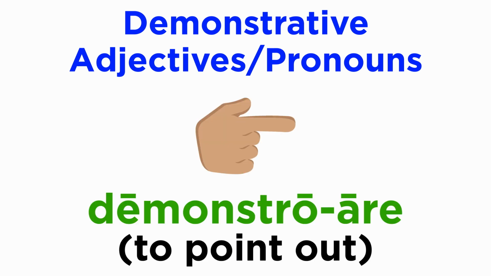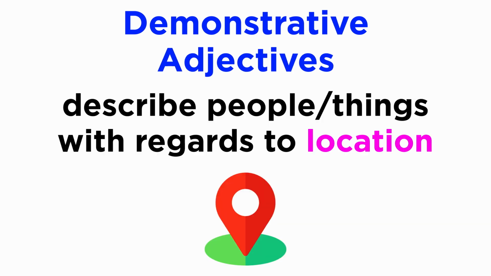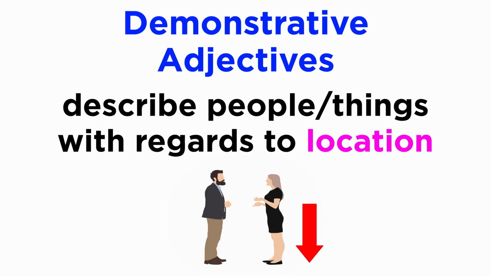First, let's clarify that the English word demonstrative comes from the Latin verb demonstro, demonstrare, which means to point out. So demonstrative adjectives are words which describe people or things with regards to their location. They could be near the person talking, near the person listening, or far from both. That is up to the speaker to decide.